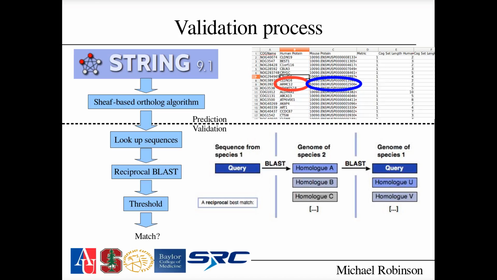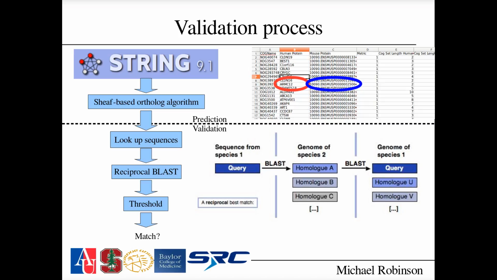And that metric that's listed there, that column D, is our consistency radius. So going ahead and doing this produces a list of proposed COGs. That's the prediction stage. If we want to validate this to see how well this works, we run a process that's pretty standard in bioinformatics called Reciprocal BLAST.